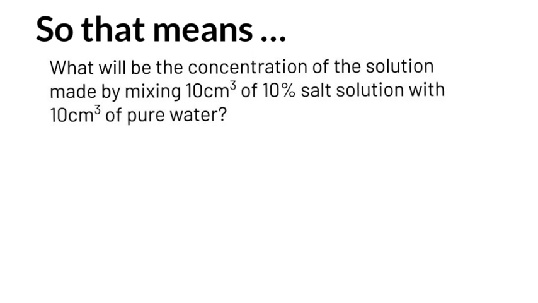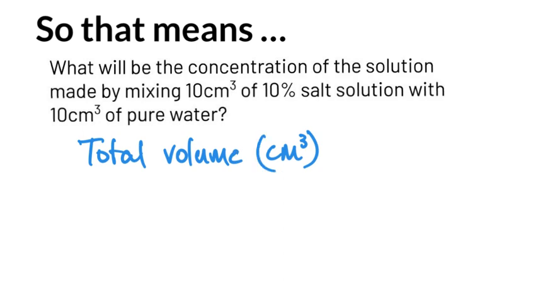So let's look at an example. Right, we've said the concentration of a solution, I've got 10 cm cubes of 10% solution, and I add 10 cm cubes of water to it. So let's do the sums. So how about a look at it? So my total volume in cm cubes of my solution is going to be 10, which was my 10% salt solution, plus 10, or 20 cm cubes.